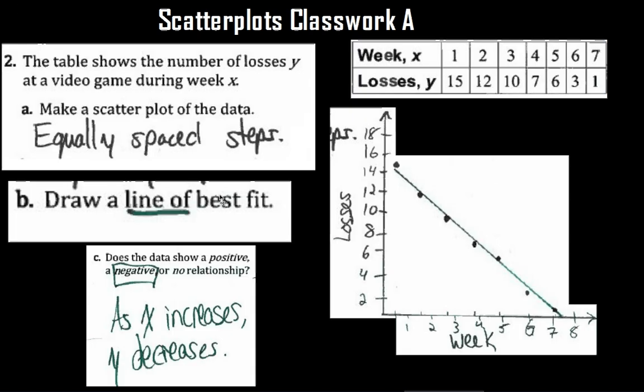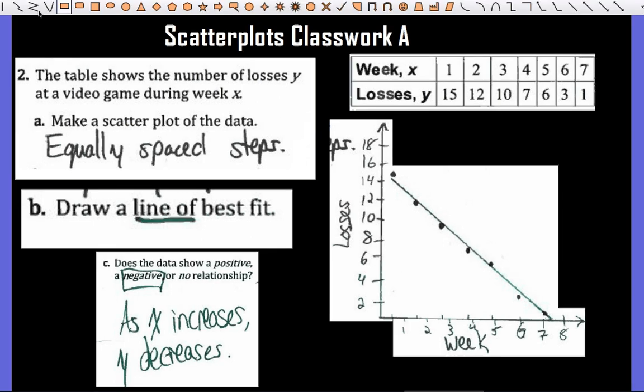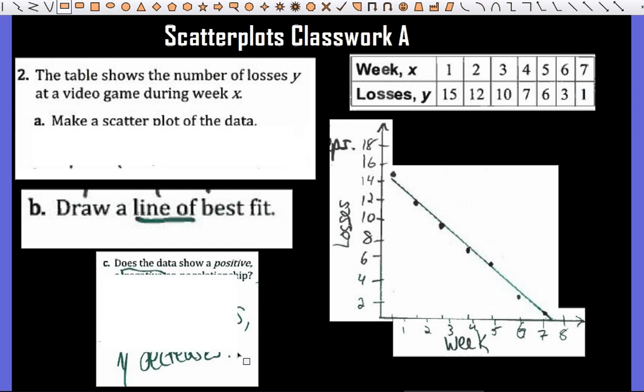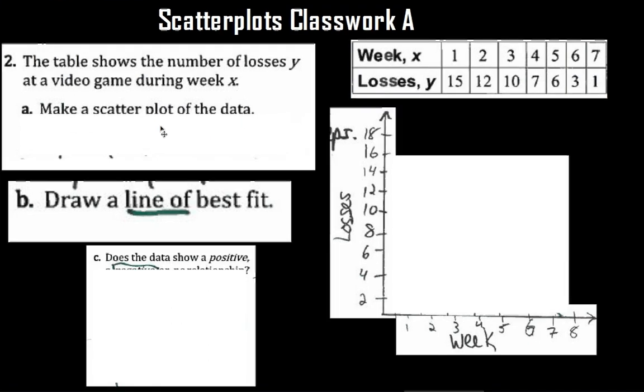All right, so there's a lot going on with this one. Maybe I'll break this down a little bit better for you. So it says the table shows the number of losses y at a video game during week x. And so you want to make a scatter plot of the data.